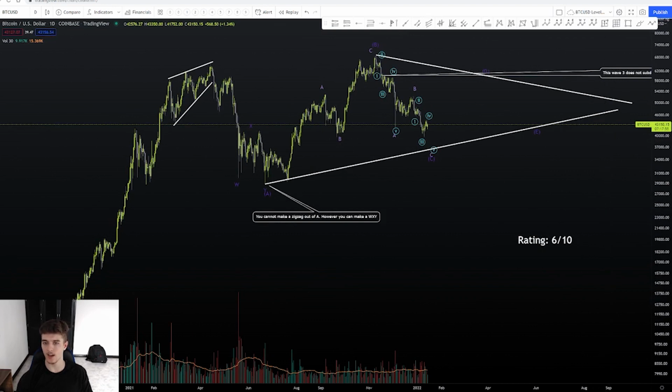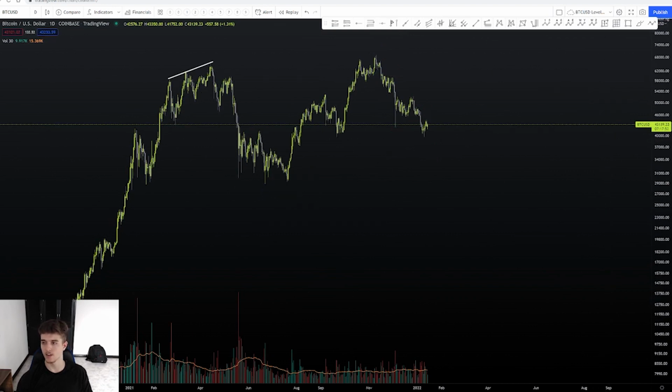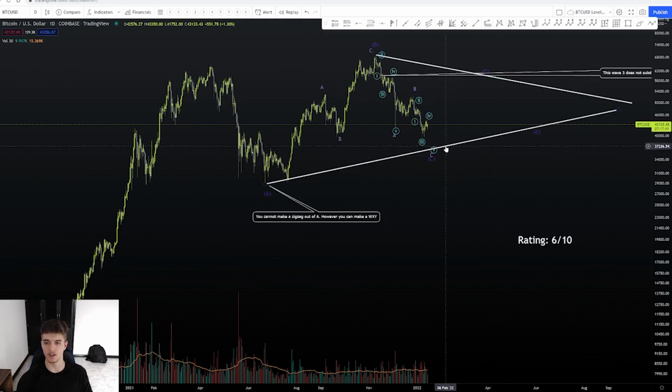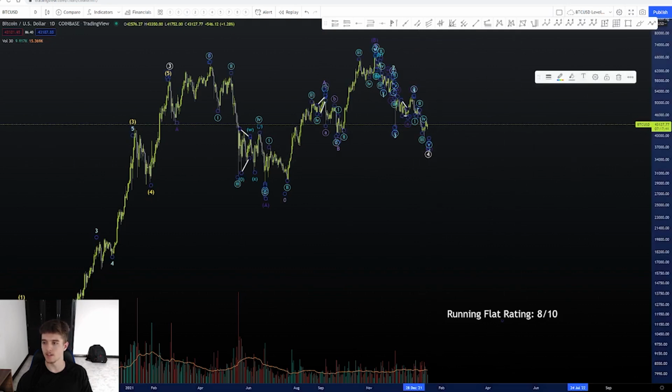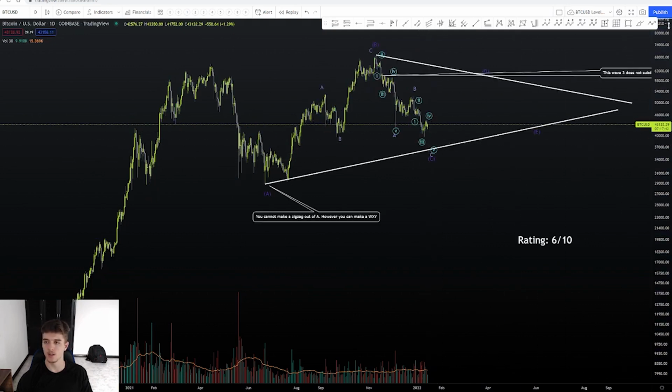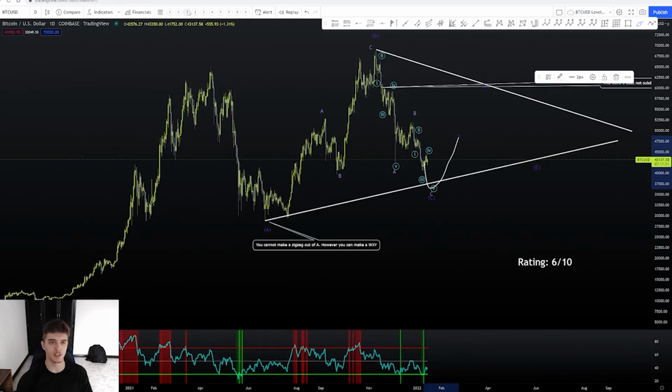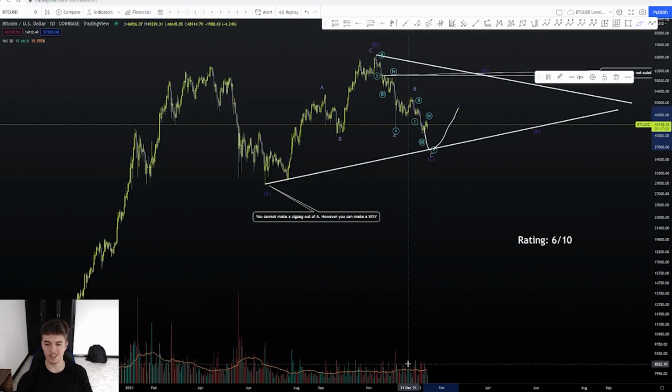So it's not as likely, in my opinion, as this flat count right here. But it is something to keep in mind, especially if we come down a little bit lower and we start coming up here. Then you want to be looking at the volume profile, and if the volume profile is still pretty low or even decreasing, then as we come up here for this wave D, we could expect a rejection somewhere up here to continue this triangle.